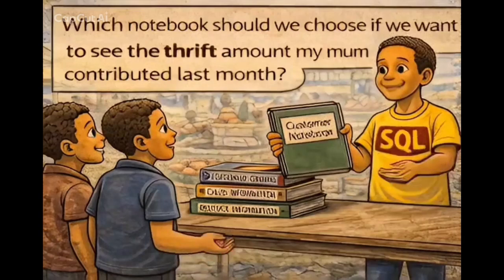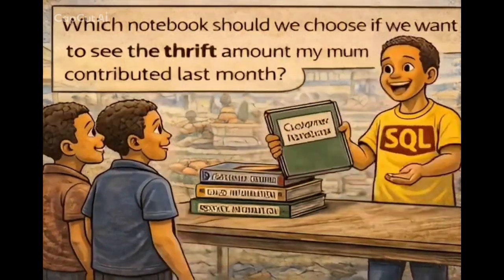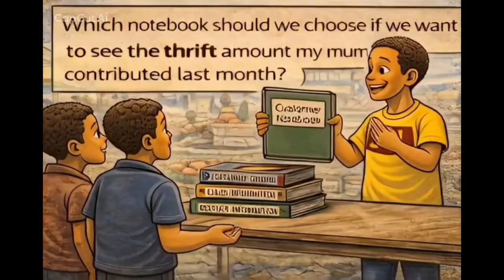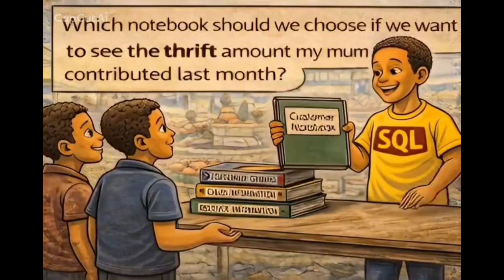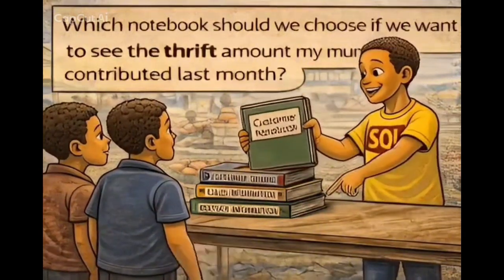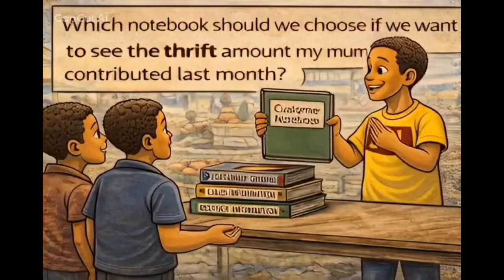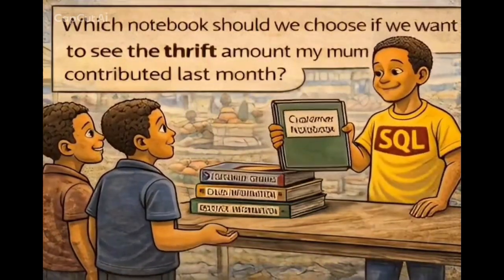So if we want to find tomatoes that customers ordered, we must open the correct notebook. We do not open the sales notebook. We do not open the thrift notebook. We open the customer orders notebook. In SQL language, we say, select tomato from customer orders, checker table. That word from tells the computer exactly which table or notebook we want to read from.